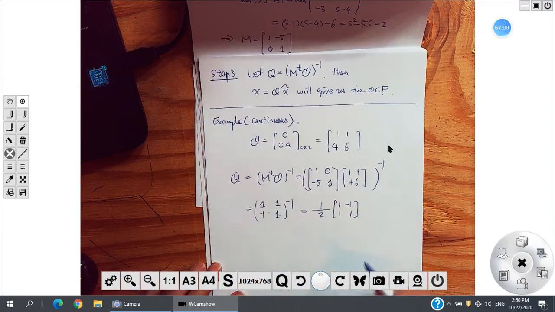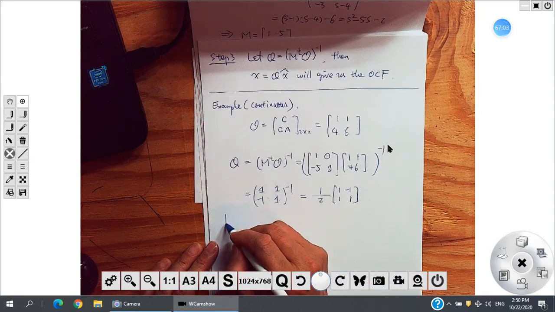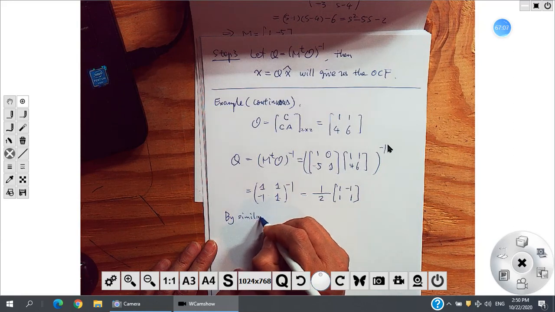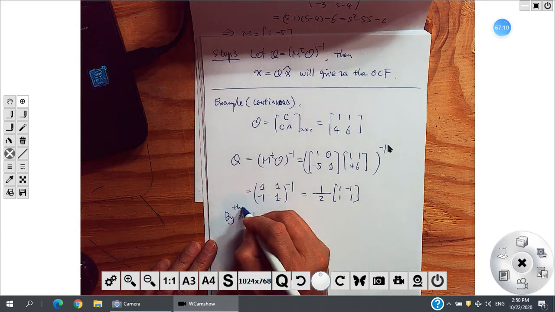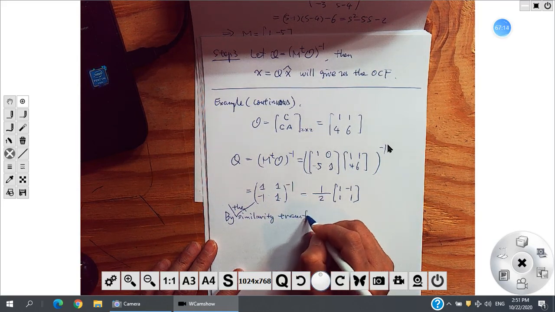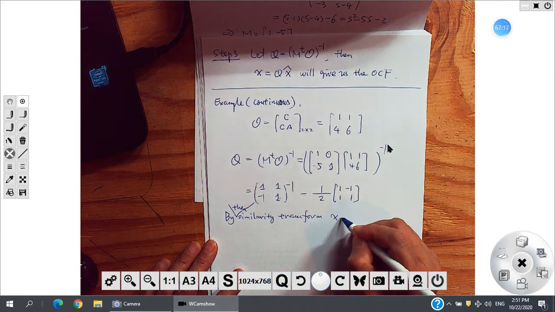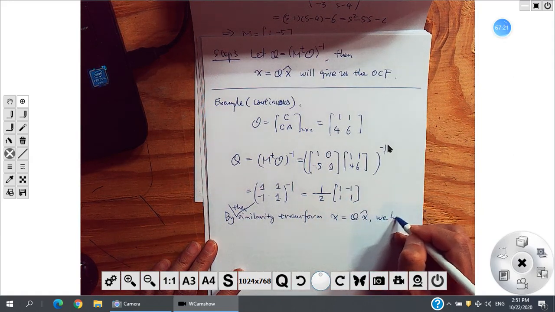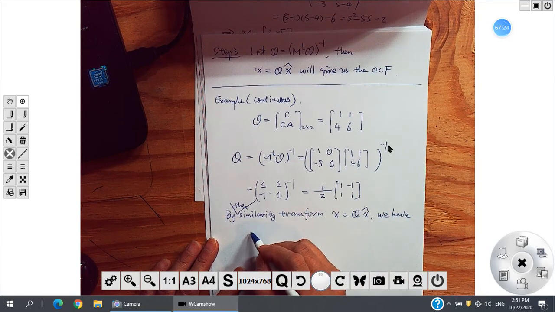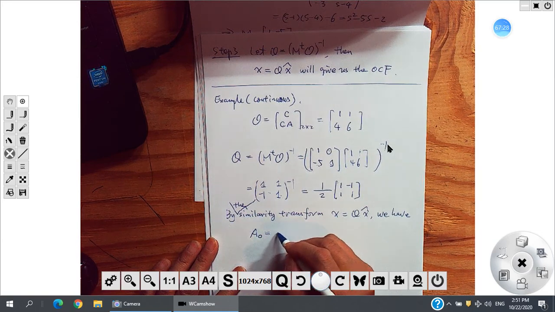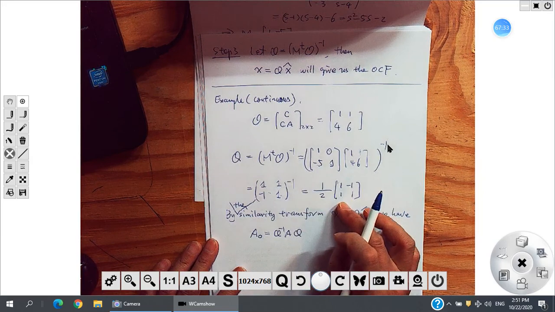The Q inverse. So by the similarity transform x equal to Q x hat, we have, we say this is A, actually it's AO. There will be Q inverse AQ, right? Now it's a transform matrix Q.